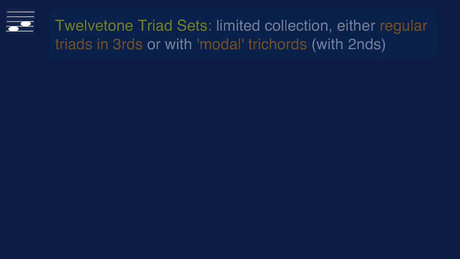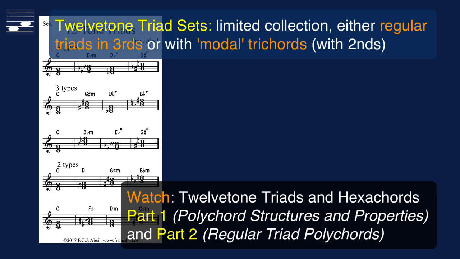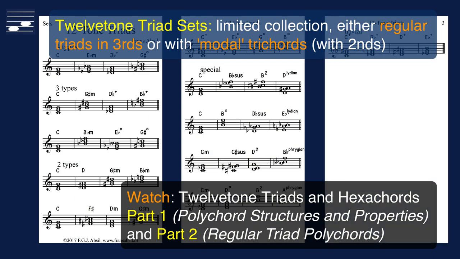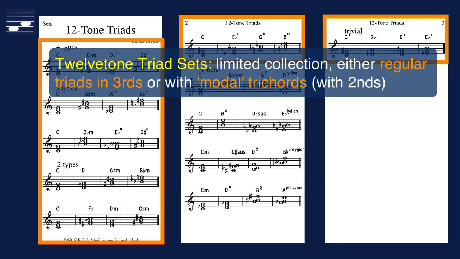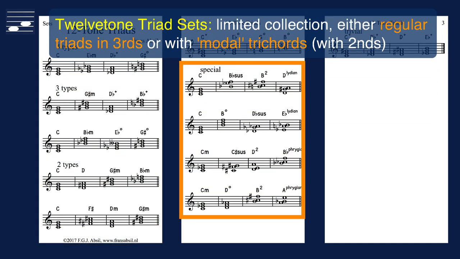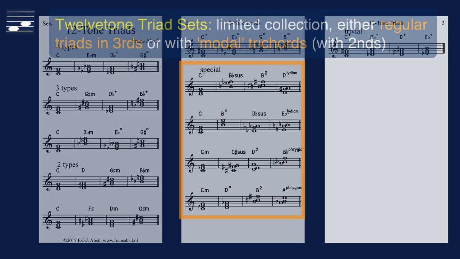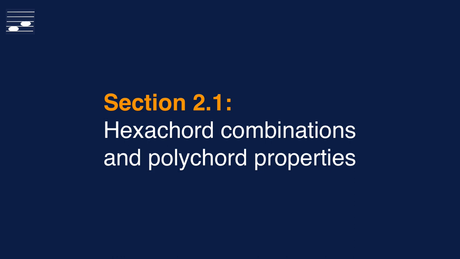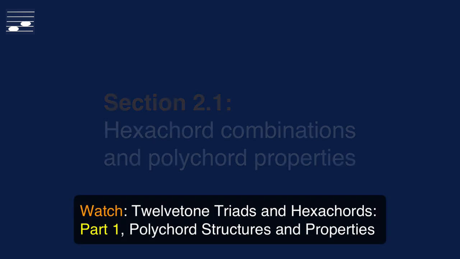From the previous episodes, remember that there is a limited number of these triad sets, either with regular triads only, or also with modal trichords. This tutorial is about the latter type. This is the summary of hexachord combinations and polychord properties as presented in the previous parts.